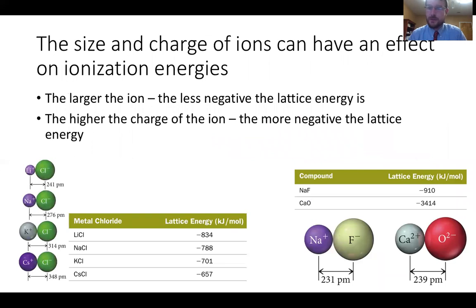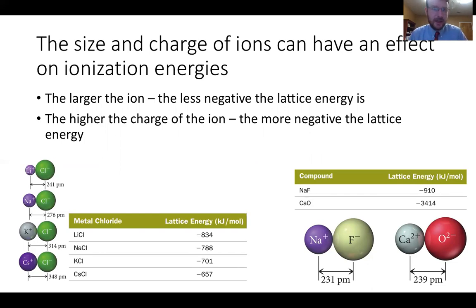We talked about this with Coulomb's law, right? That the size and the charge of ions can have an effect on lattice energy, right? That the larger the ion is, the less negative, the lower energy that this lattice energy has. So we're dealing with negative, so it's going to be a little bit backwards. The higher the charge of the ion, the more negative the lattice energy is.